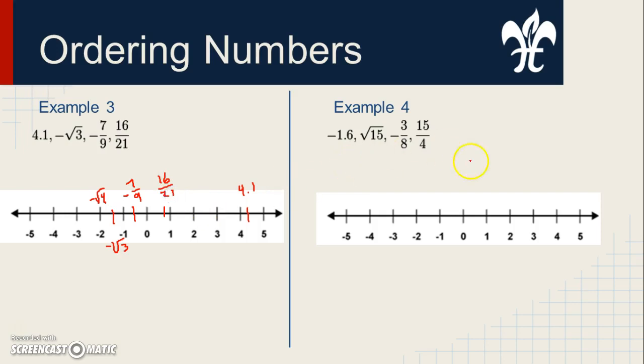Example 4. Negative 1.6 is in between negative 1 and negative 2. Square root of 15 is almost the square root of 16, so it's right here. Square root of 16 is 4. Square root of 15 is just below it. Negative 3/8 is just a little bit smaller than 0. Negative 4/8 would be negative 1/2. So this is negative 3/8, almost halfway between 0 and negative 1. And then 15/4, 4 goes into 15, 3 3/4 times. So that's going to be right here, really close to this square root of 15. So this is 15/4.